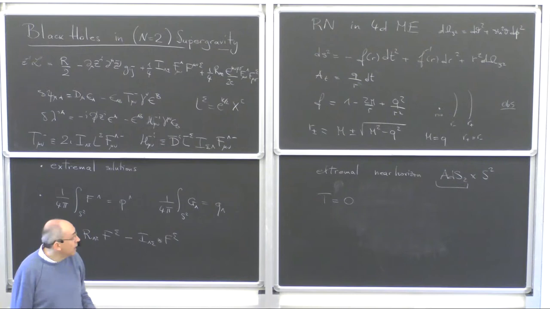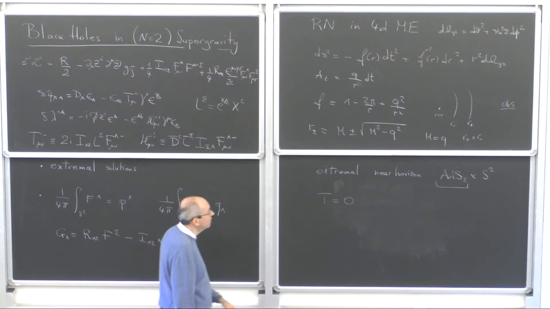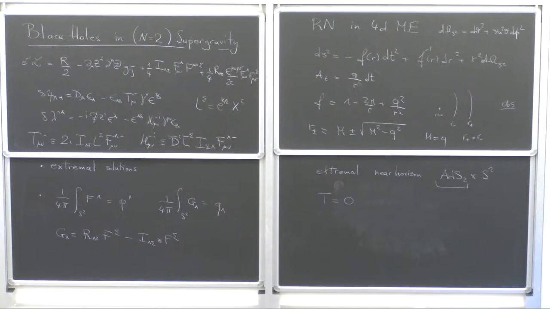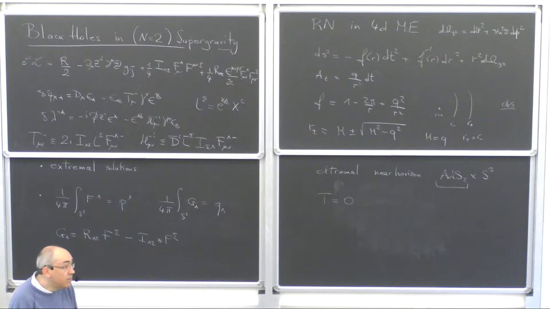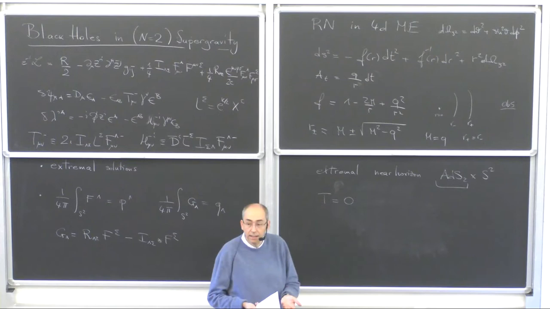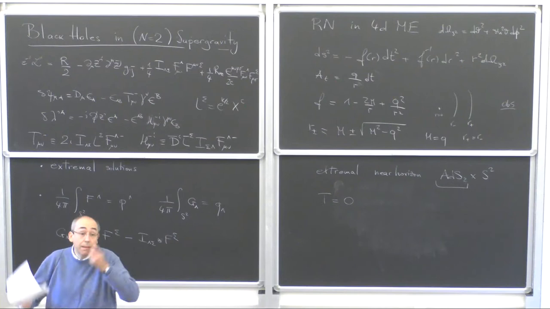The reason why this is important is, for sure, for certain properties that we're going to study, but also because extremal configurations, precisely because of these properties, you assume that they are stable. They are extremal configurations that are going to be stable, and hence that is where you have most chances to understand and explain the entropy from a microscopic point of view. If you have temperature, of course, things become a bit more complicated.